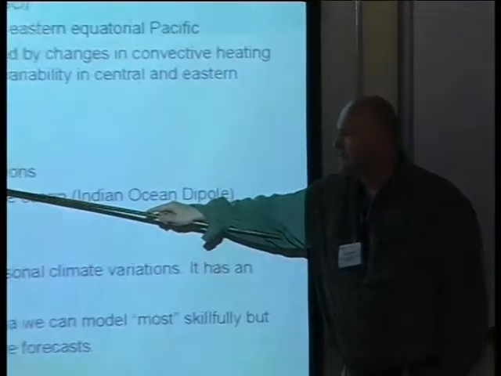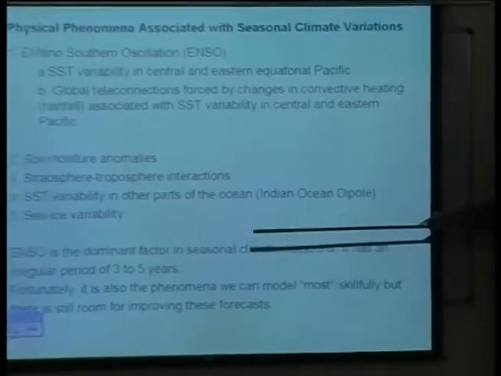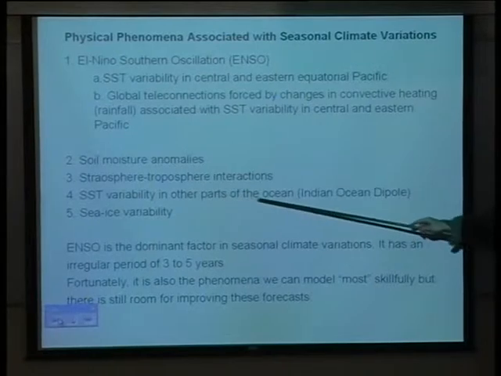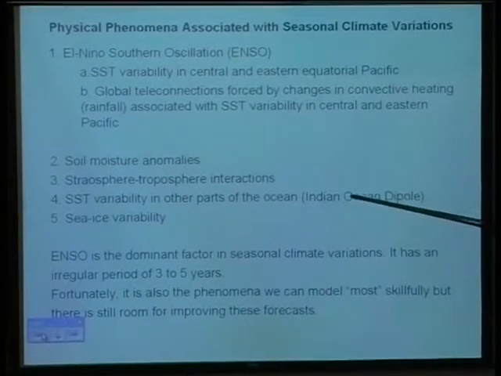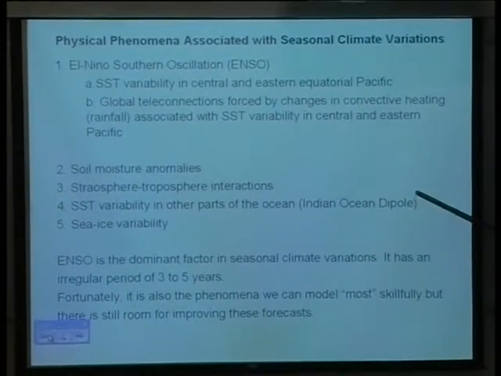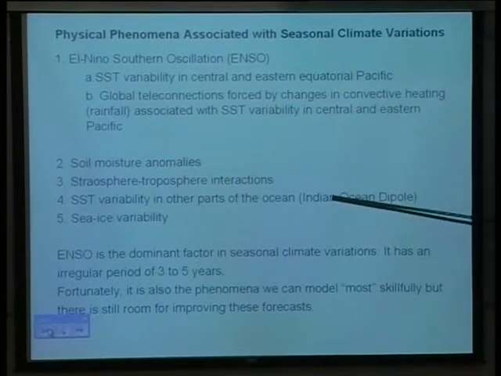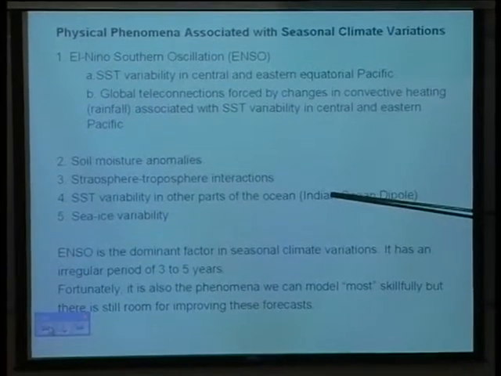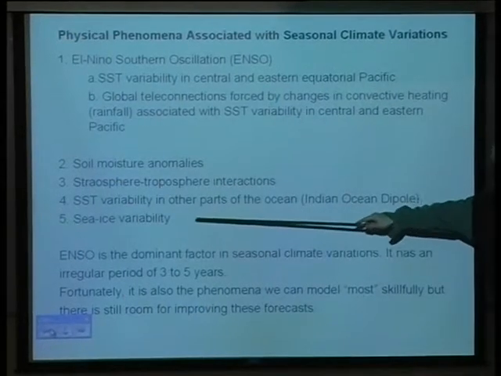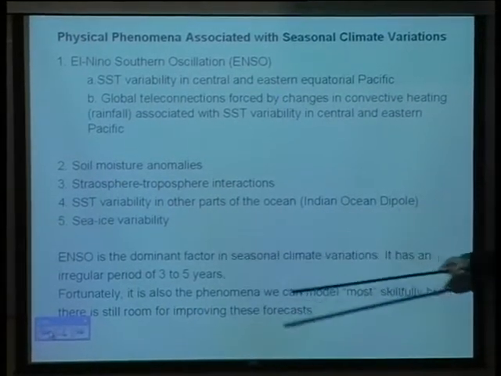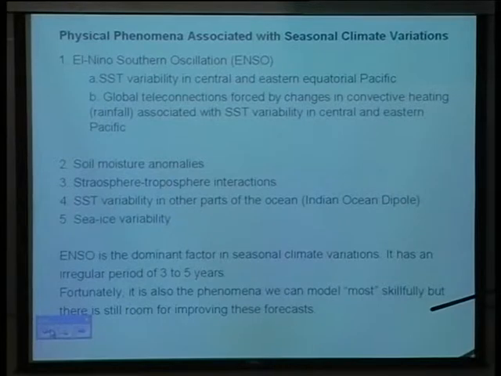The second thing is, again, soil moisture anomalies. We talked about this, and I'm not going to talk about it anymore. Then SST variability in other parts of the ocean, including things like the Indian Ocean dipole, is important. There's also an Atlantic meridional mode. We'll get to that in a second. Sea ice variability, again, is important, but the problem there is that we don't do it very well.